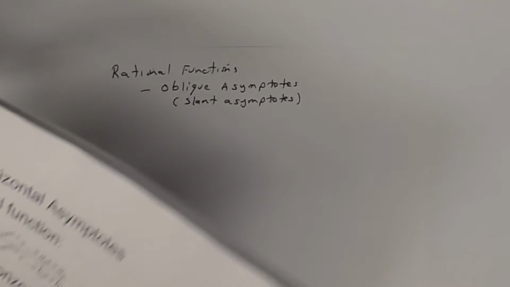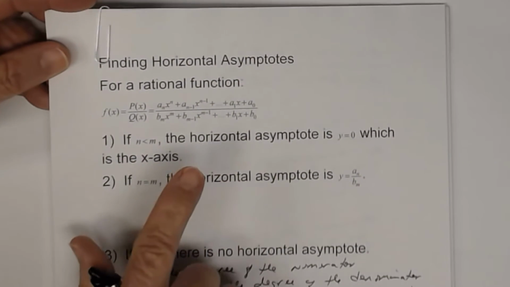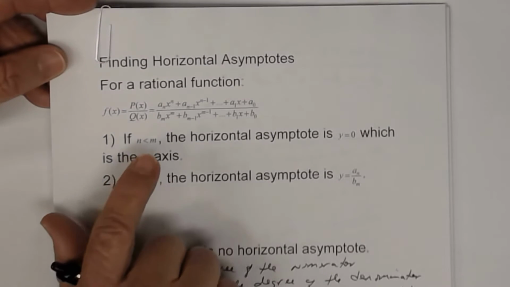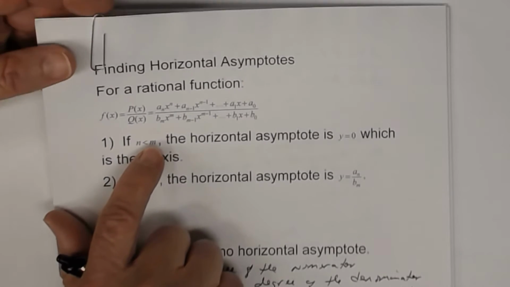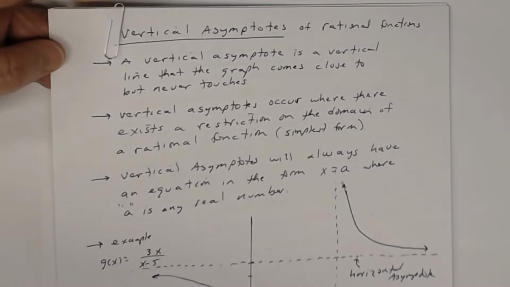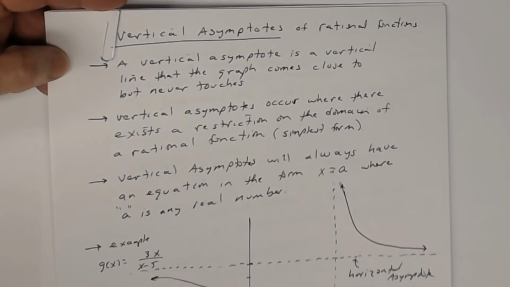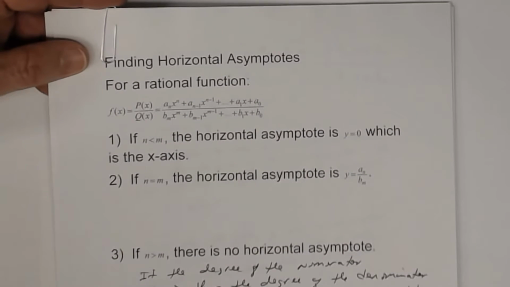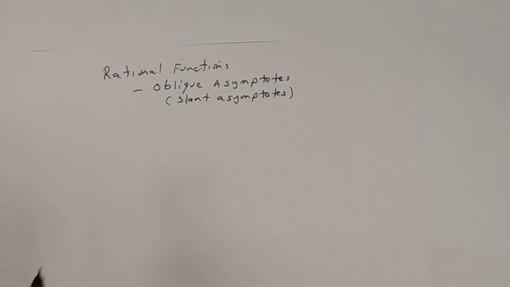Just as before, remember, not every rational function will have a horizontal asymptote, nor will it have a vertical asymptote. All right, so just keep that in mind. All right, now let's talk about how to find the oblique asymptote of a rational function.